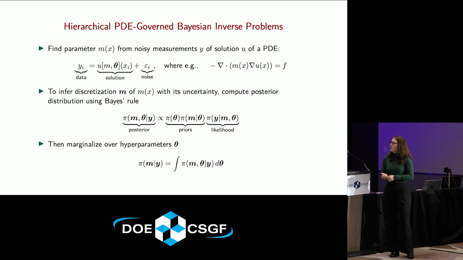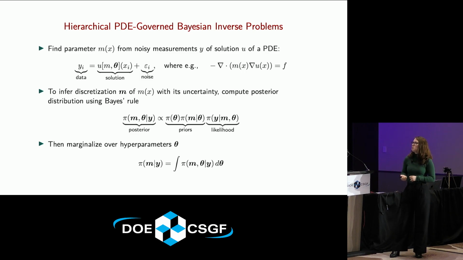So Bayes' rule gives me this posterior in m and theta, but I'm really interested in m, and theta are going to be some other parameters that I'm less interested in. So the last thing I want to do is marginalize over these hyperparameters theta, meaning integrate them out to average over these things that I maybe care less about and get a distribution over just the m that I care about.